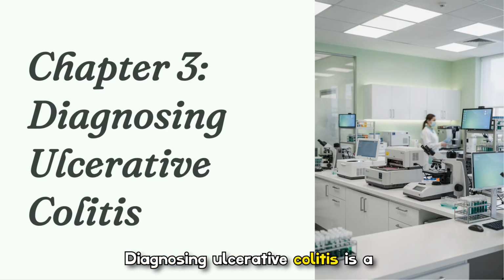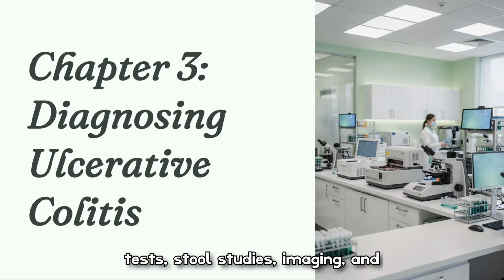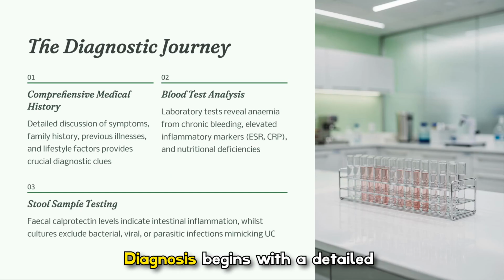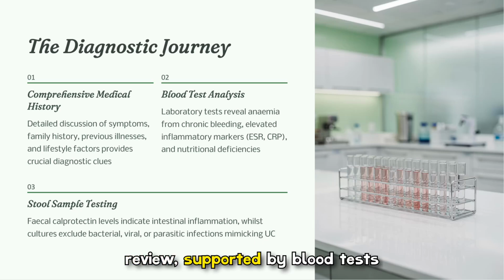Diagnosing ulcerative colitis is a stepwise process combining clinical assessment, laboratory tests, stool studies, imaging, and direct visualization, all used to confirm the diagnosis and exclude other causes of colitis. Diagnosis begins with a detailed medical history and symptom review, supported by blood tests that detect anemia and inflammation, and stool tests such as fecal calprotectin that indicate intestinal inflammation while ruling out infections.